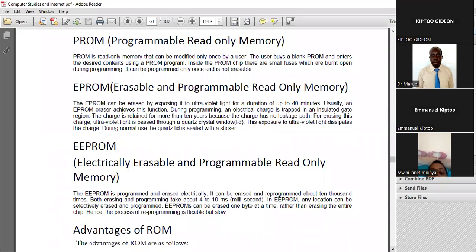The difference is that EPROM gives you an opportunity to erase data. So that I have trapped an electric charge, but I want to change the data. Then I just expose it to UV light. But the other one, EEPROM, I erase electrically. That's the only difference. The one uses UV light to erase the data trapped within the insulated gate region. This other one uses electricity to erase the data trapped in an insulated gate region. That is it. So you can read the EPROM and EEPROM, and please be able to distinguish the two clearly.